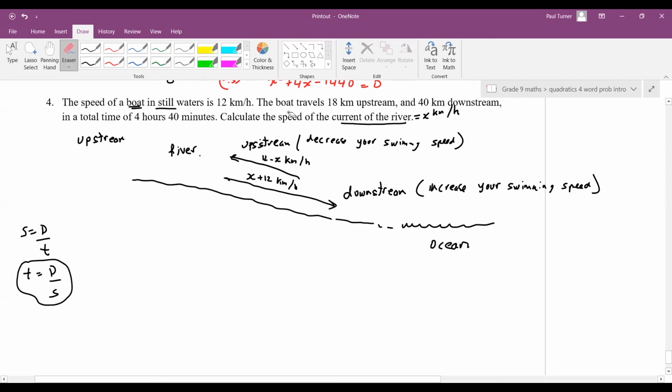Okay, and here it says we travel 18 kilometers upstream. So let's do the upstream. We're going to go 18 kilometers. What will be our time? Upstream, the speed is 12 minus X here. So this is our time in hours. So 18 on 12 minus X for going upstream. This is the time. What about downstream?